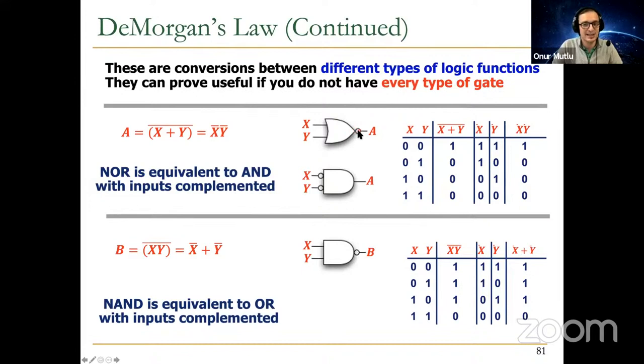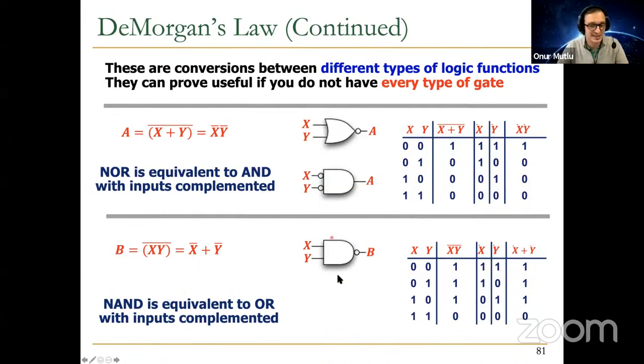So you have a bubble over here, push the bubble into the inputs, change the type of gate. That's what we did actually. That's one way of applying De Morgan's law pictorially. And I like pictorial thinking. You have a bubble in the output, push them inside like this and change the gate from OR to AND. It works. Okay, NAND is equivalent to OR with inputs complemented.